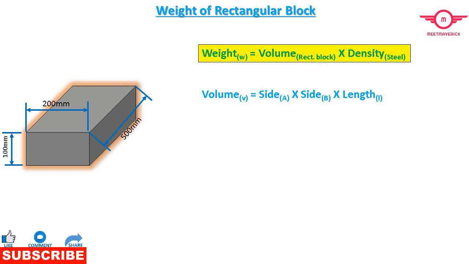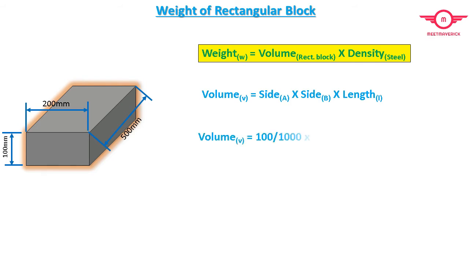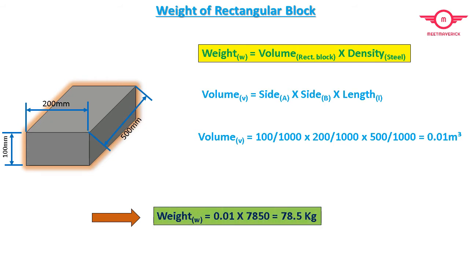If we take an example, we have a block of height 100 mm, width 200 mm and length 500 mm. Then it is 100 divided by 1000, multiplied by 200 by 1000, multiplied by 500 by 1000, into 7850, which is 78.5 kg of weight.